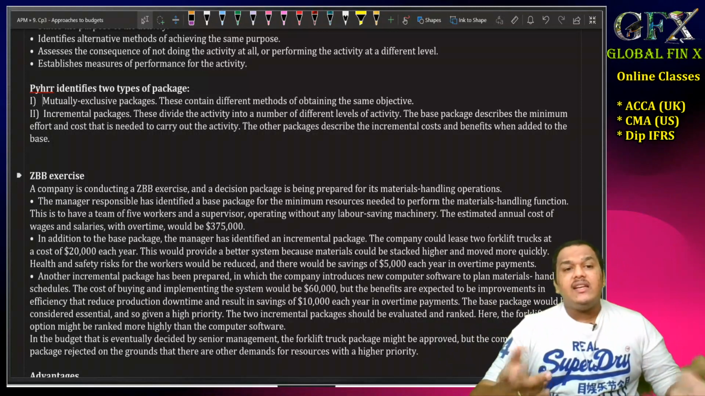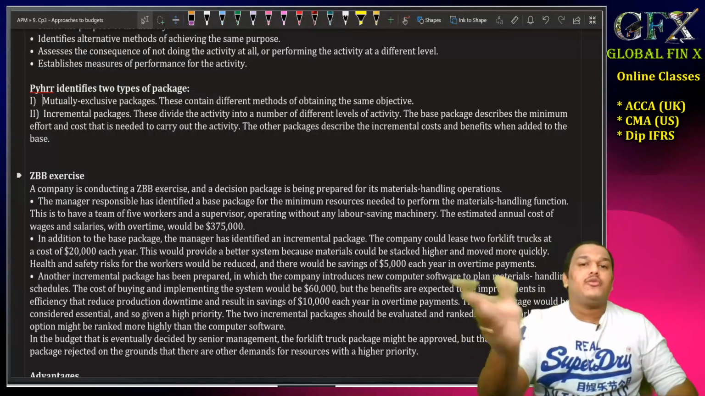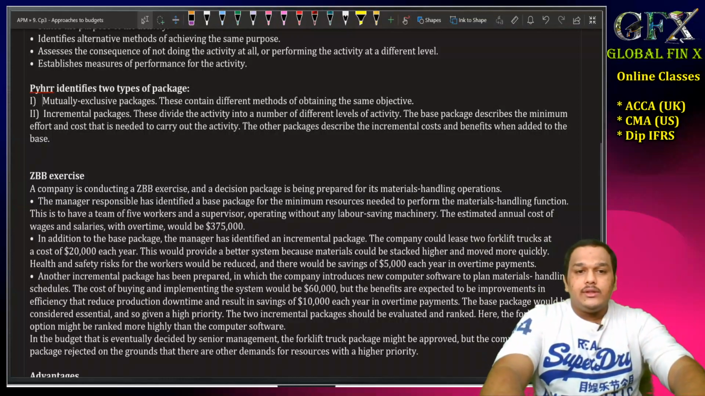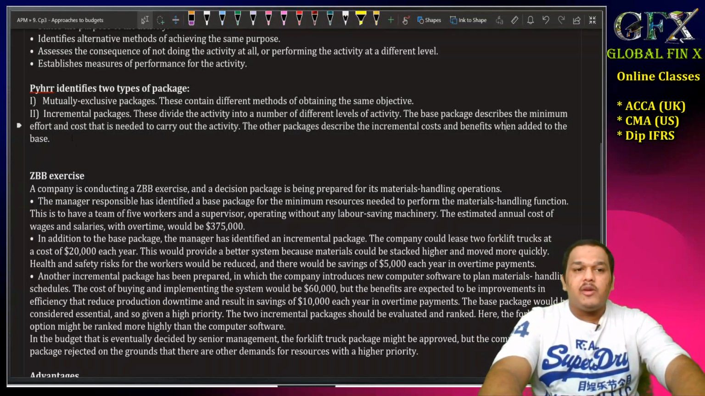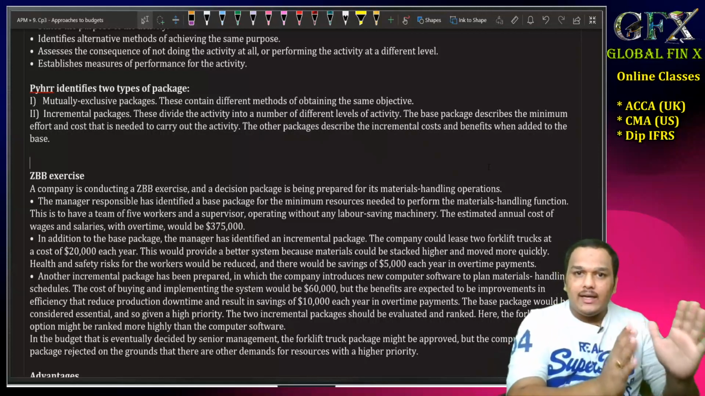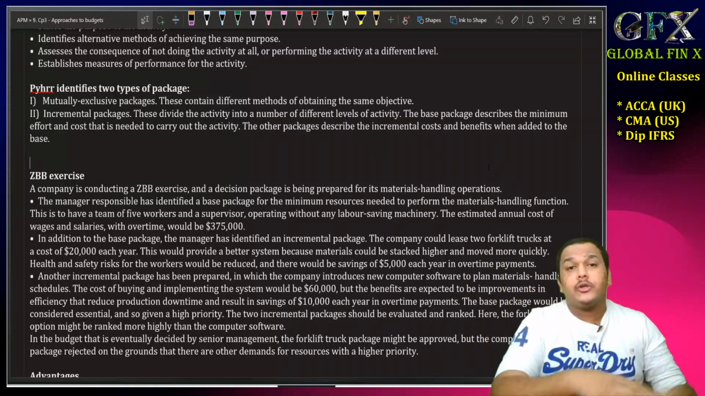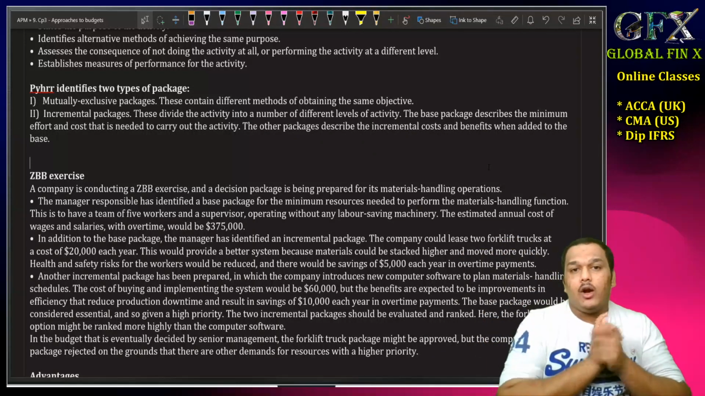Or else there are incremental packages. First do this. If you want additional activity, then you can do the second, third and fourth as well if you want. See, these divide the activity into a number of different levels of activity. The first package describes the minimum effort and cost that is needed to carry out the activity. Other packages describe the incremental costs and benefits when added to the base. So first, this is our marketing plan. If you want to pitch in more amount into this, you can push more amount into this according to your requirement. Okay, chalo.